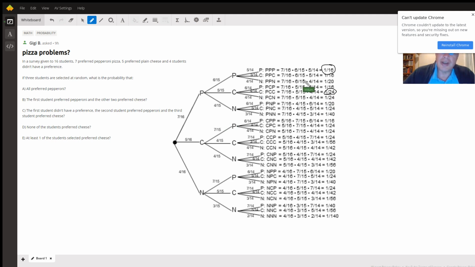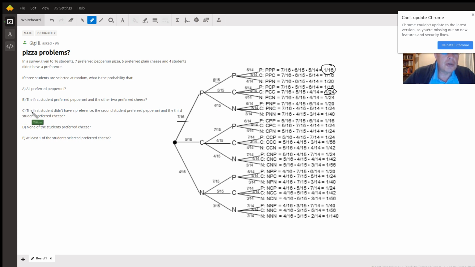I neglected to say that to calculate these probabilities, what you do is you take each one of these and multiply them, right? I've got that listed on here. So for instance, pepperoni, pepperoni, pepperoni is 7/16 times 6/15 times 5/14, and it turns out to be 1 out of 16. For question 3, the first person liked pepperoni and the other 2 preferred cheese. That was 1 out of 24.